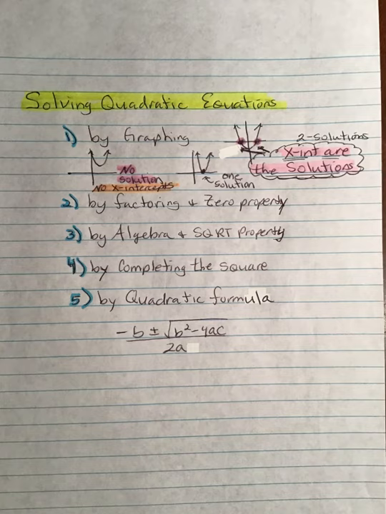Okay, hello students. So we are in chapter 3 of our book. I don't know what book everybody else is in, but we're in chapter 3 and it's on solving quadratic equations. And there are five different ways to solve a quadratic.